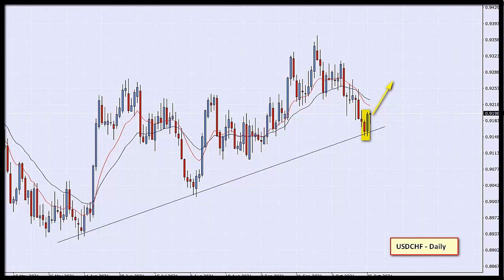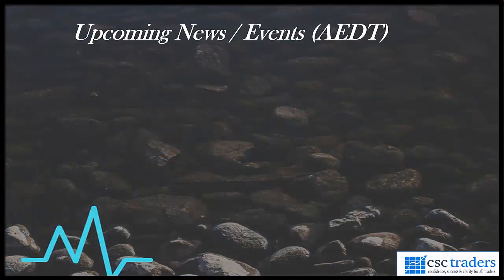Alright, what's on the agenda for the session which is about to kick off? Again, there is nothing scheduled for this session, so it's a quieter start to the week. There is some data coming out tomorrow, but not for this particular session. So that pretty much wraps up for this morning.